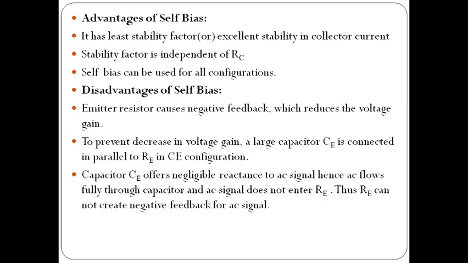So the RE resistor cannot create negative feedback for the AC signal, but the DC signal will flow through RE. DC current will flow through the RE here. So RE is not creating negative feedback for AC, and it creates negative feedback for DC. Clear? Why? Because it helps to keep IC stable.